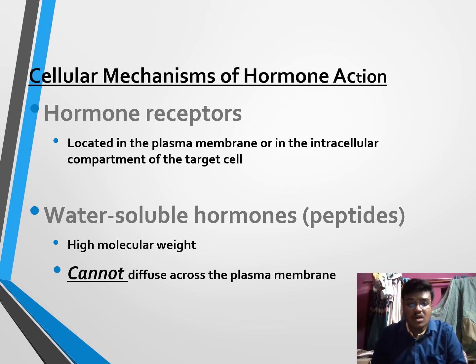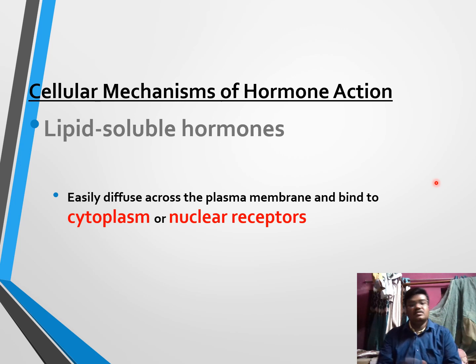So first, the water soluble hormone or peptide hormone. The peptide hormone has a high molecular weight and cannot diffuse across the plasma membrane. So it binds with the membrane bound receptor, and action is generated only through this receptor. Next is the lipid soluble hormone, that is steroid hormone. It easily diffuses across the plasma membrane and binds to either a cytoplasmic receptor or a nuclear receptor.